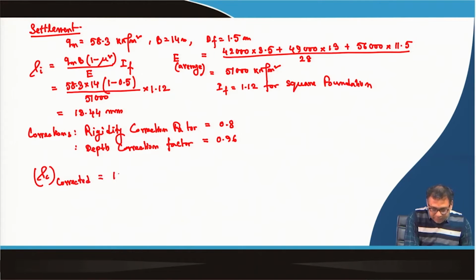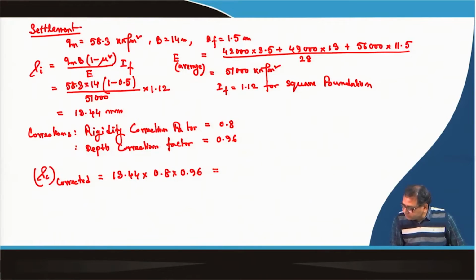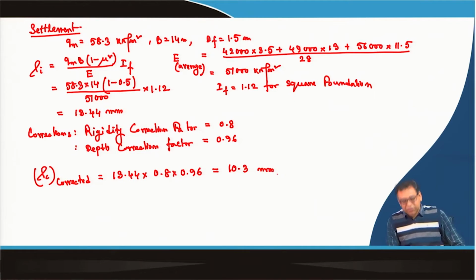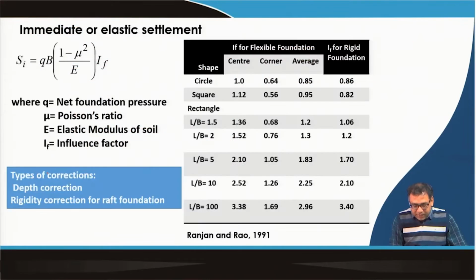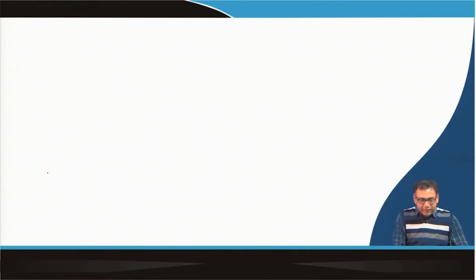will be 13.44 into 0.8 into 0.96. So, that is equal to 10.3 millimeter. Okay. So, the immediate settlement corrected is 10.3 millimeter. So, next part I will calculate the consolidation settlement.